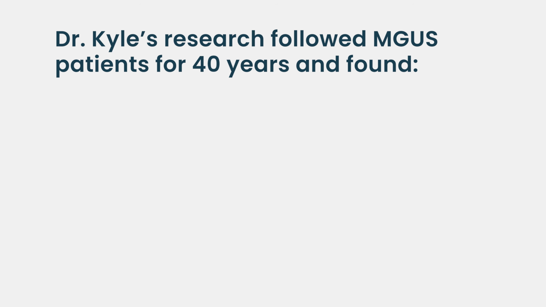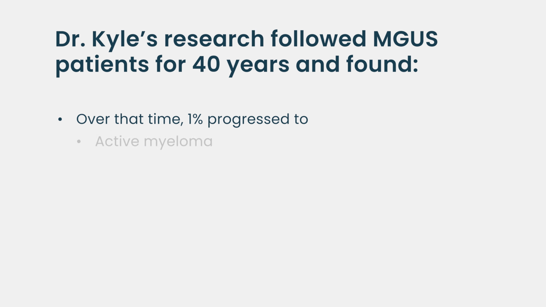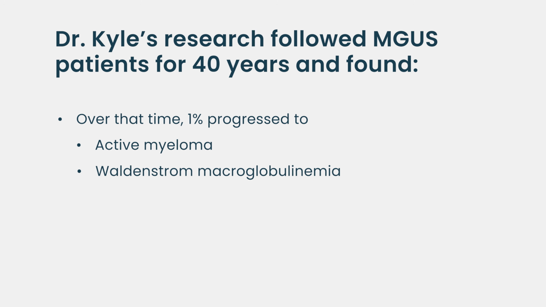We have followed a cohort of patients with monoclonal gammopathy of undetermined significance, MGUS, for 40 years, and over that period of time we found that almost 1% of these persons progressed to symptomatic multiple myeloma requiring therapy, Waldenstrom's macroglobulinemia if they had an IgM monoclonal protein, or AL amyloidosis.